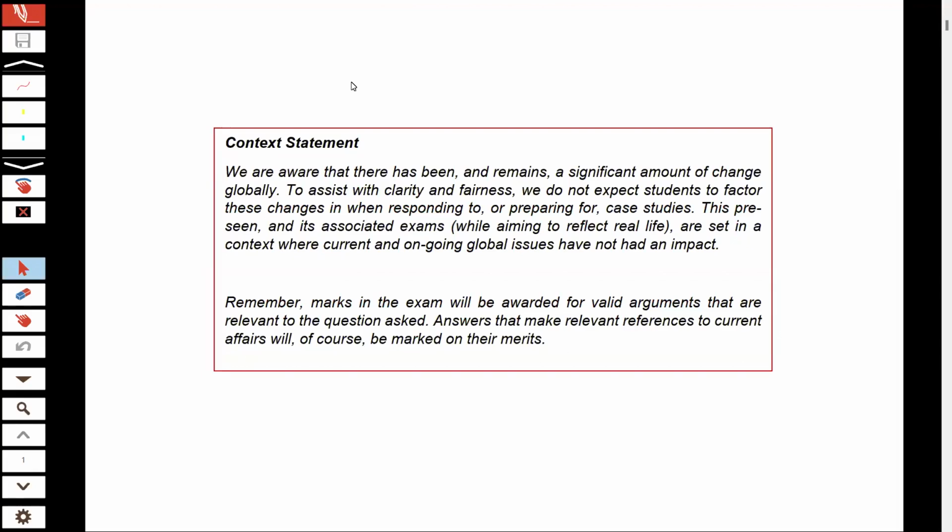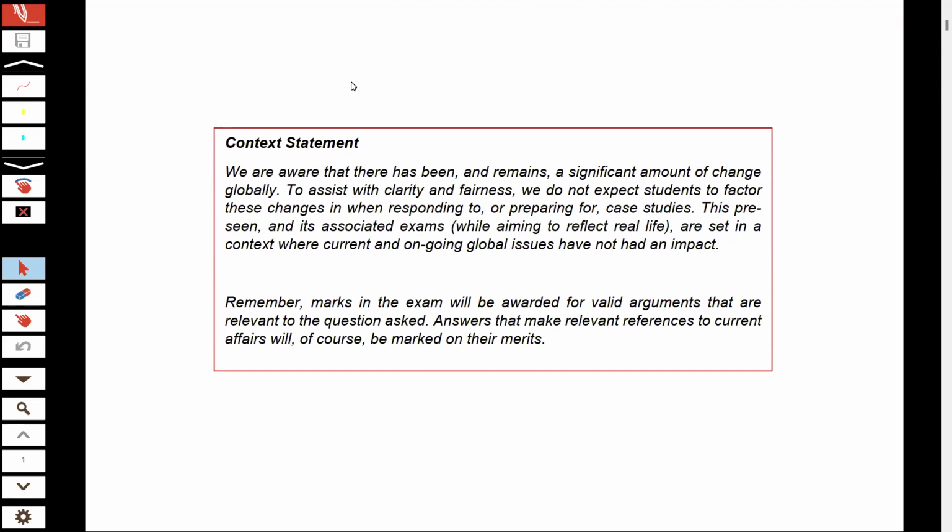The context statement says to ignore any of those current and big ongoing global issues. So ignore anything to do with wars, or the impact of COVID three to four years ago. Ignore those big events, because Shinyglas, whilst it is based in an industry that CIMA are describing accurately, is not based on the real world. And we don't have to take into account those real-world global issues.